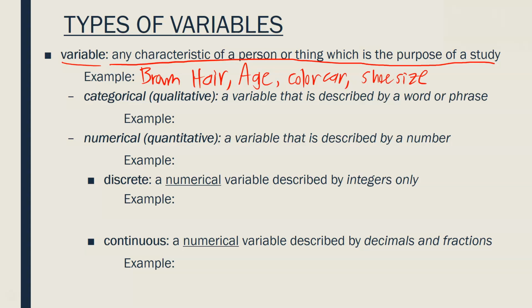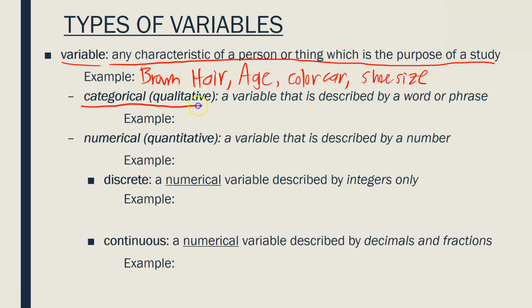So that could be hair color, that could be age, that could be the color of your car, that could be shoe size, that could be your wrist size, that could be the kinds of earrings that you wear, that could be whether or not you're unemployed. That's a variable. Any characteristic of a person, which is the purpose of a study.